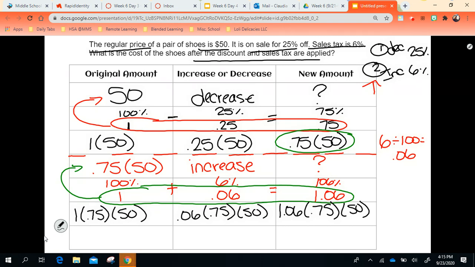And if I put that all in my calculator, I'm going to multiply it. I'm going to do 1.06 times 0.75 times 50. And that's going to give me a total of 39.75. So that would be my final amount with a 25% off plus a 6% sales tax.